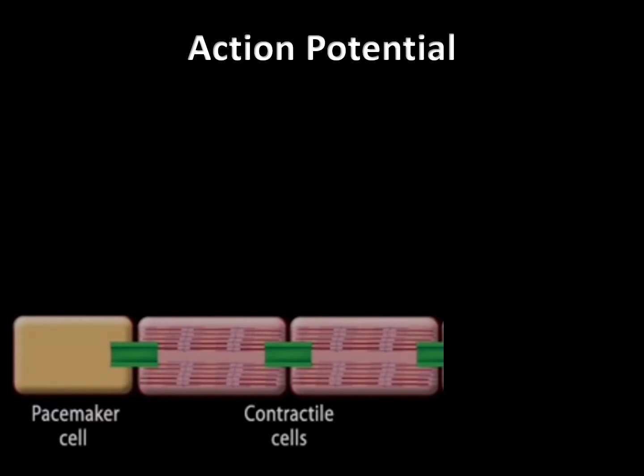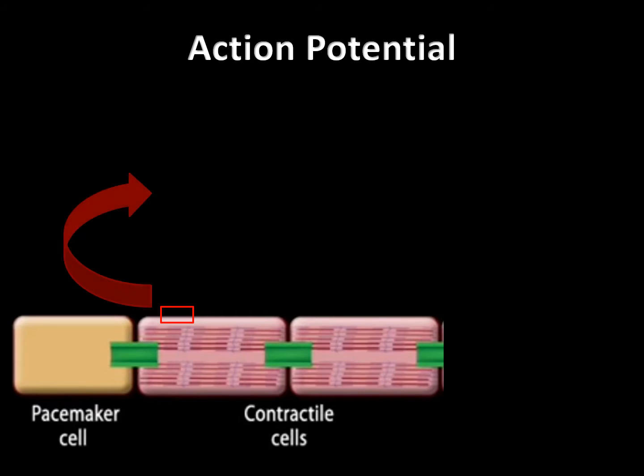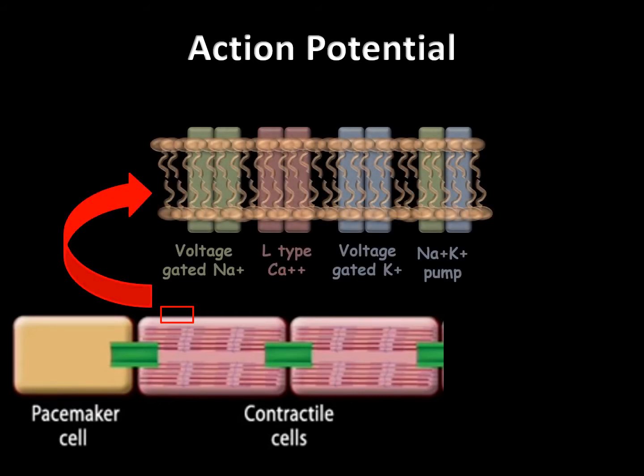Now this is the schematic representation of pacemaker cells and myocytes. You can see how pacemaker cells and other myocytes, all of them, they are joined through this gap junction. If we zoom in to the plasma membrane of myocyte, we can see there are many channels present in this membrane.